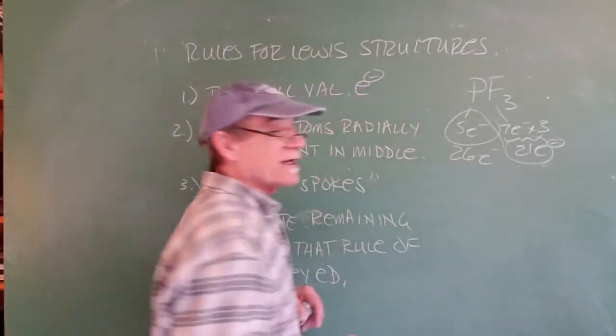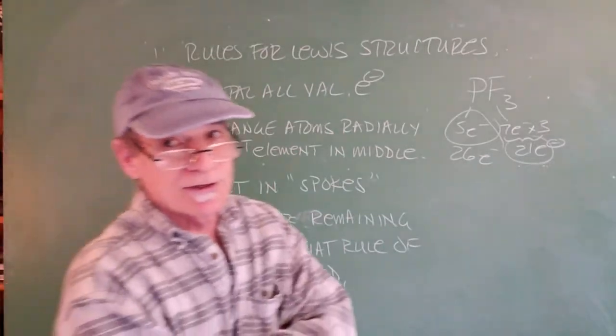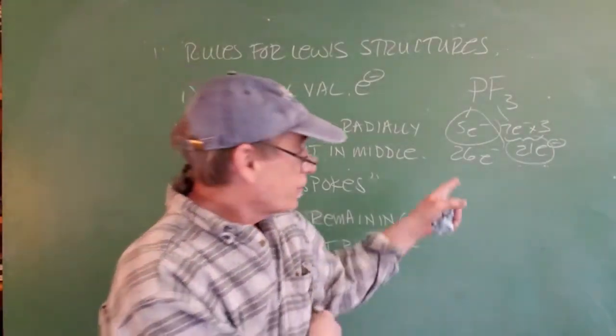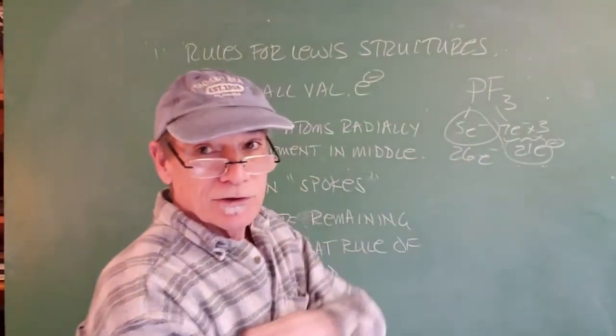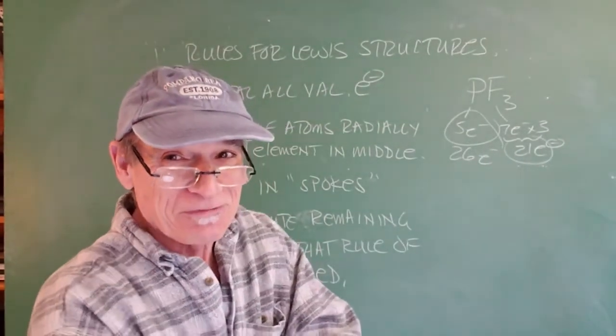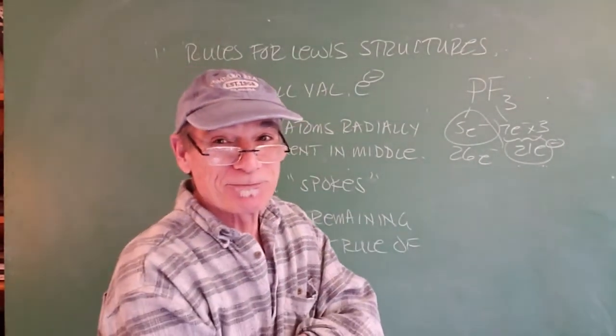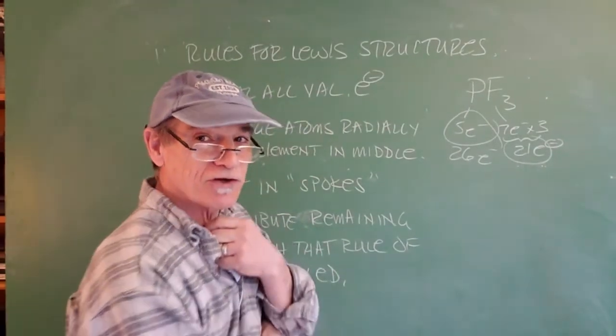Now, you might have caught on by now, we're going to work in pairs of electrons, lone pairs and shared pairs. So if this comes up to be an odd number, you added something wrong. Go back and look at it again. It should be an even number. Okay, so we need 26 electrons in our picture.